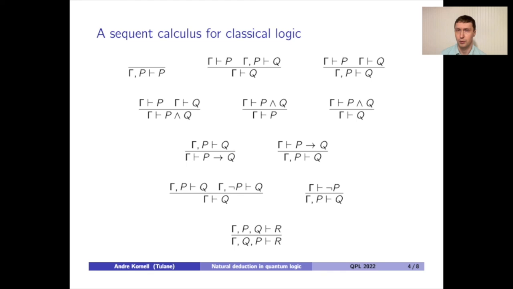Here is the sequent calculus for orthomodular logic. As you can see, it has almost all the same rules, except the exchange rule is a conditional exchange rule. It requires establishing, or deriving, two additional sequents that together demonstrate that essentially P and Q are compatible relative to gamma. So as long as we derive that gamma, P, Q entails P and gamma, Q, P entails Q, we can exchange two assumptions just as in the classical case.